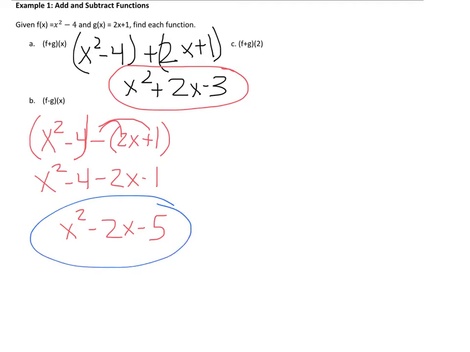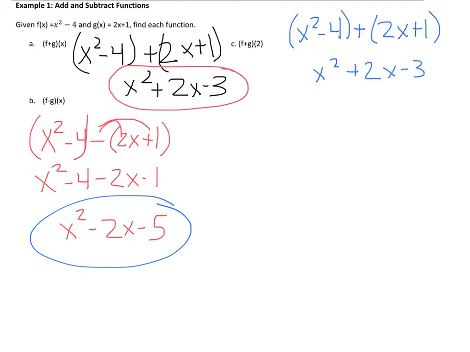For part C, we're still going to be adding f of x and g of x together, except for when we have the x values, we're going to be plugging in a 2. So we can go ahead and add them together. So we have x squared minus 4 plus 2x plus 1, which we've already done in example A, so we know we're going to get x squared plus 2x minus 3.